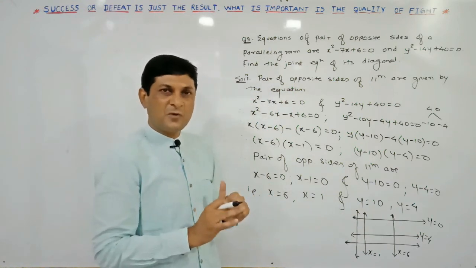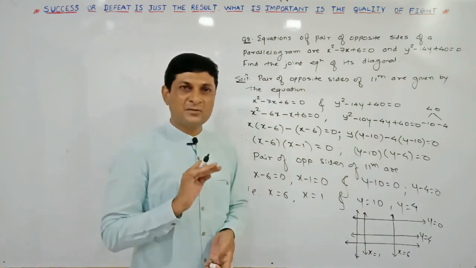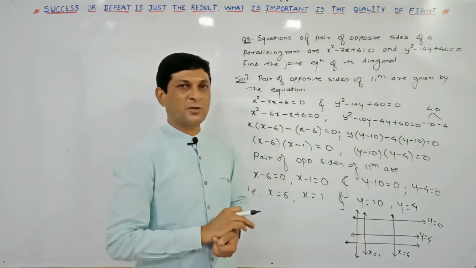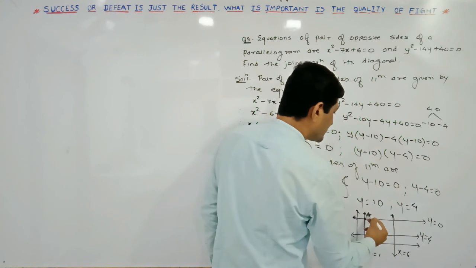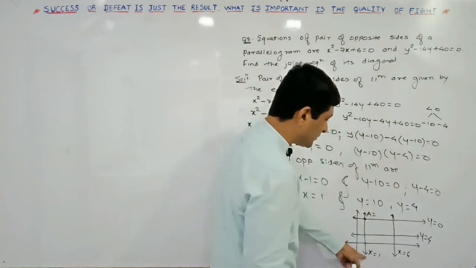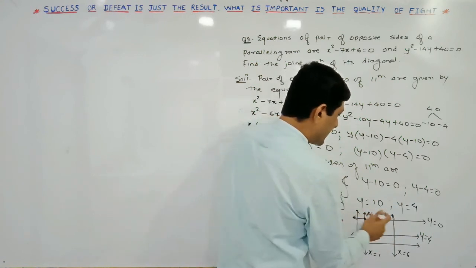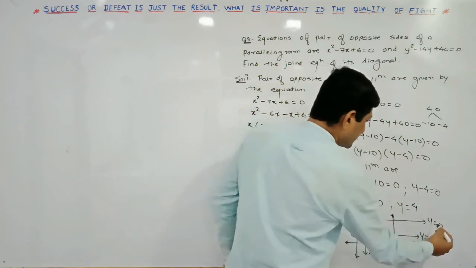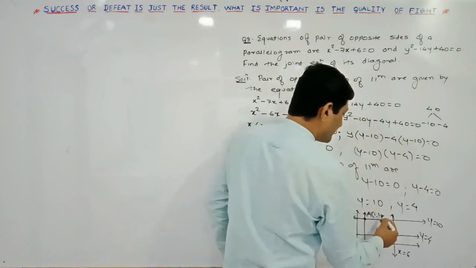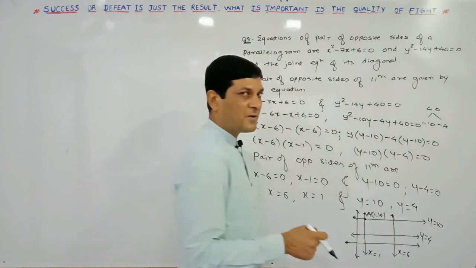Now from the equations of these lines, we are trying to find the vertices of the parallelogram. See what we will get. Let us denote the first vertex by A. What will be the coordinates of this point? The x coordinate is 1 and the y coordinate is 10. So in this way we have got the coordinates of the first vertex.